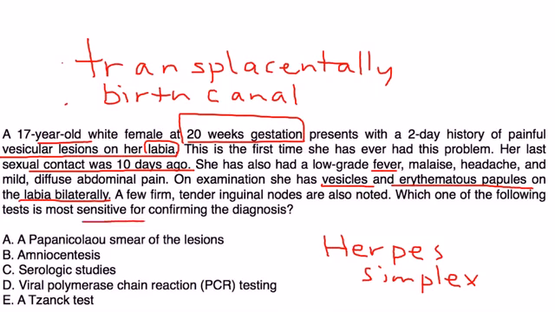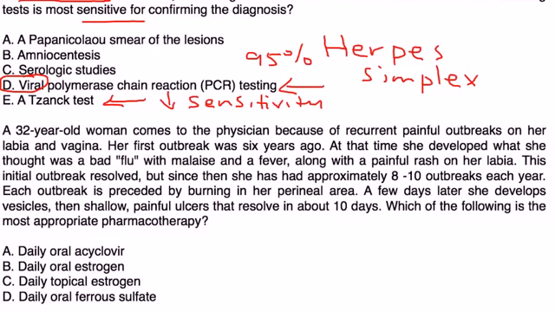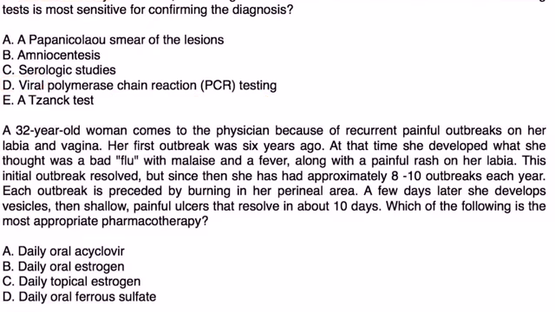The most sensitive of the tests is PCR. It has 95% sensitivity. Tzanck test is also used, but it has low sensitivity. So the correct answer for this question is D. Next question. A 32-year-old woman comes to the physician because of recurrent painful outbreaks on her labia and vagina.